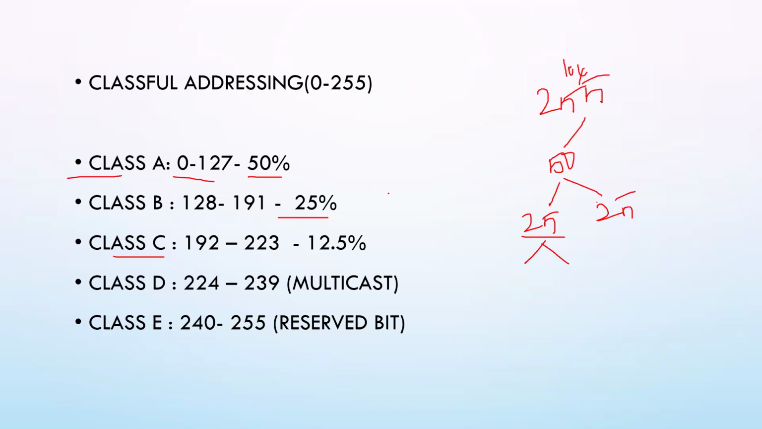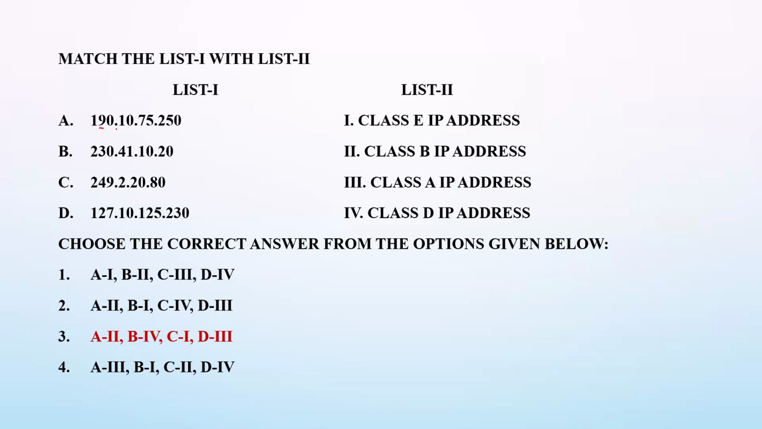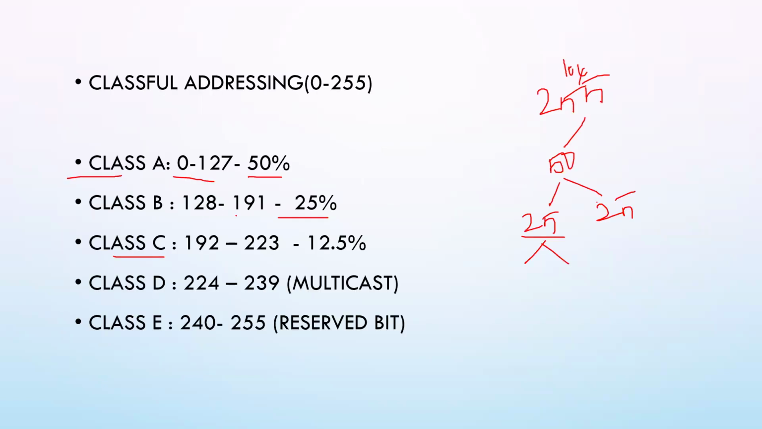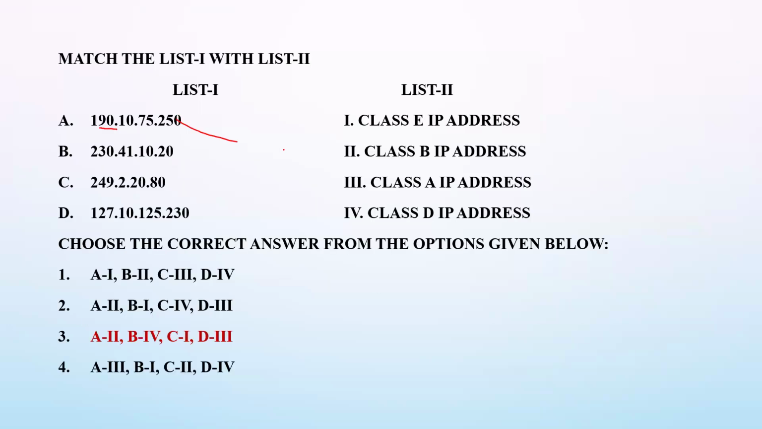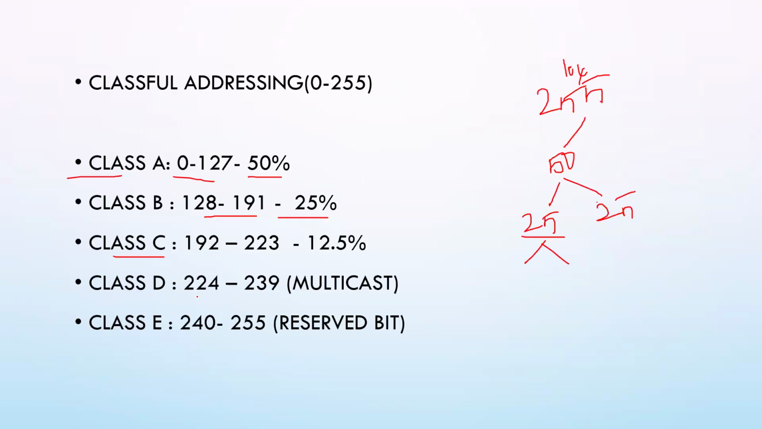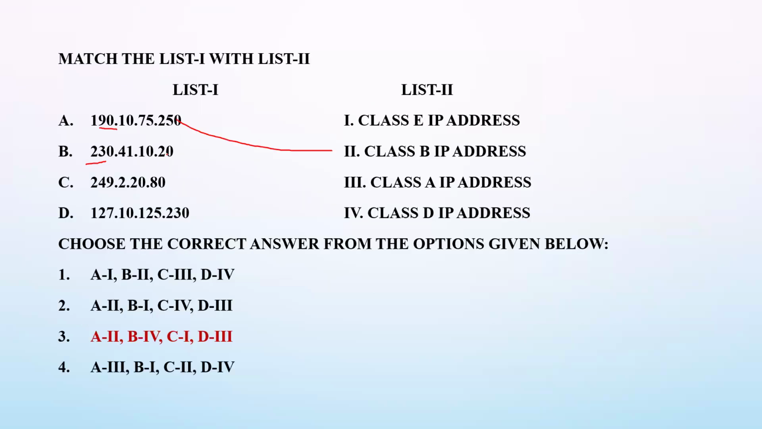It's very important. Now I can see here 190, they have given. So what is actually this one? 190, you can take its first one, where is 190 actually, 128 to 191. This is class B. So class B, we have to take it here. And what is 230? First itself, you can see 230, where is it actually, up to 239, class D. So class D, it's coming. So it's the fourth one.